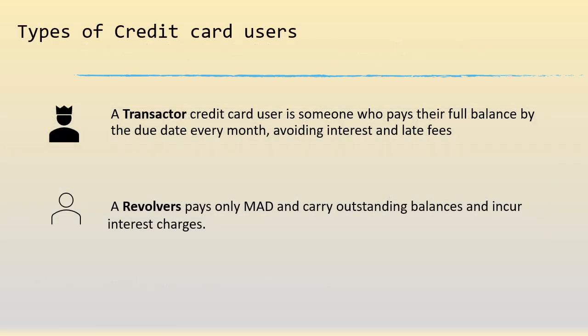Let's go on to understand what the revised guidelines are. We must also understand the types of credit card users. We have two types. One is the transactor. The transactor credit card user is someone who pays their full balance by the due date every month, avoiding interest and late fee penalty. On the other hand, a revolver is one who pays only the minimum amount due and carries forward the outstanding balance and incurs interest charges. So while a revolver is good for the revenue of the credit card company, a transactor provides a very stable cash flow pipeline.